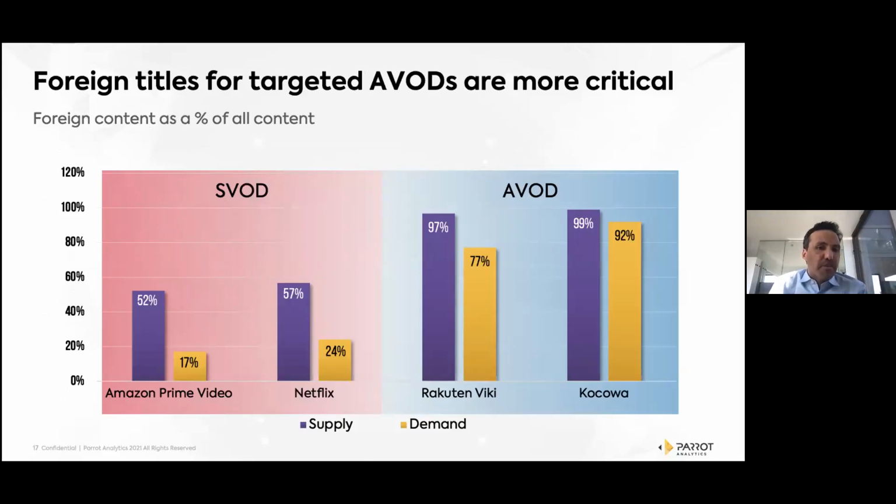In the case of SVODs, there's a gap between what the supply and the demand is. What we're seeing is that this gap is actually closing. Especially after the pandemic started, I think audiences are getting more exposed to international content, and their demand for this international content is actually growing. Still, there's a big gap between the supply and the demand. But let's see how this is going to work out down the road, because we see that gap as closing.